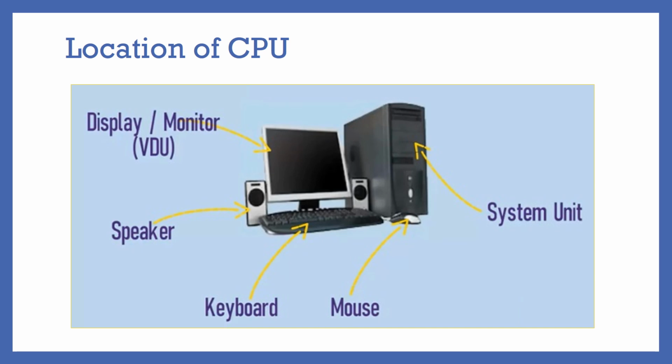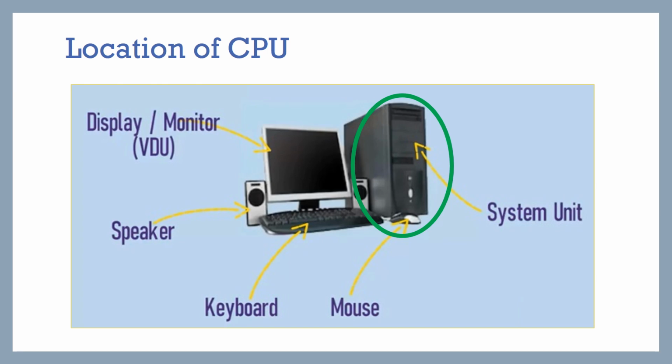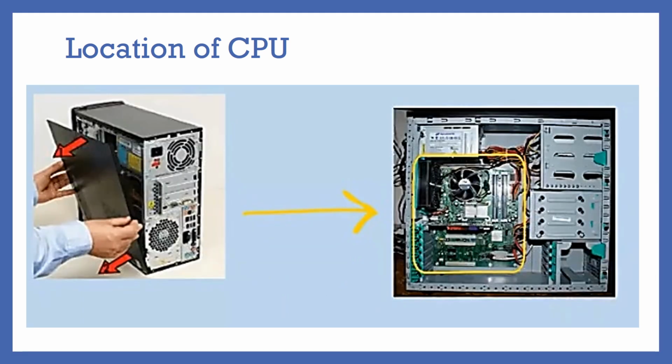Are you able to see the CPU in this system? No. So just focus on this green area, the system unit. Will you be able to see it? Still not. So let's open the system unit. Take off the back of the system unit, and now you can see inside the system unit there is a yellow rectangular box. It's been shown, that is known as the motherboard.